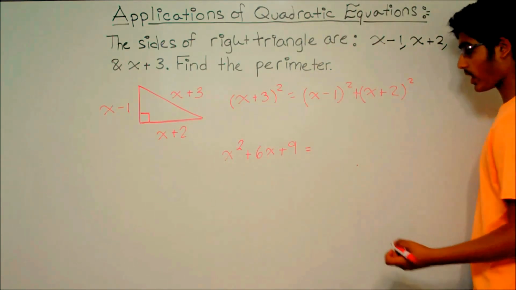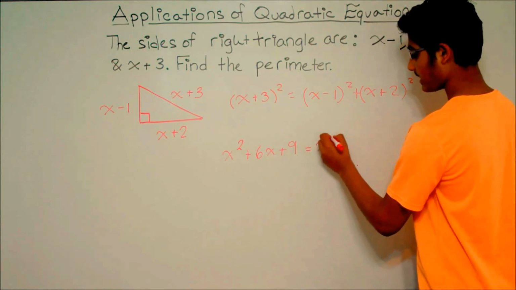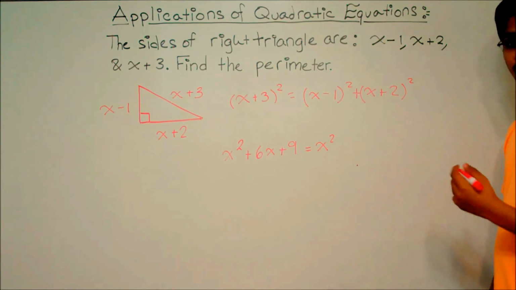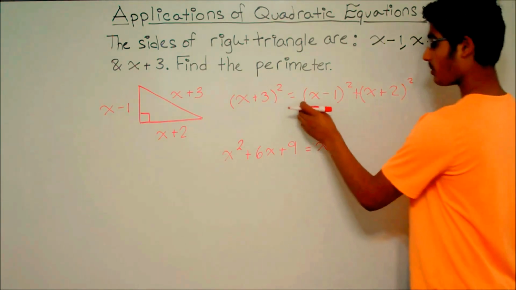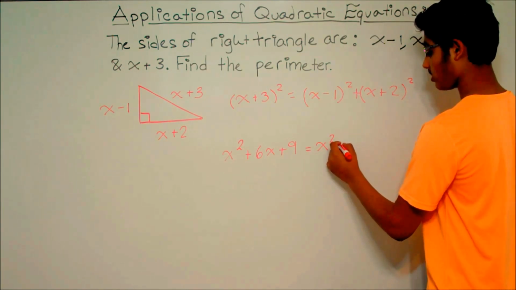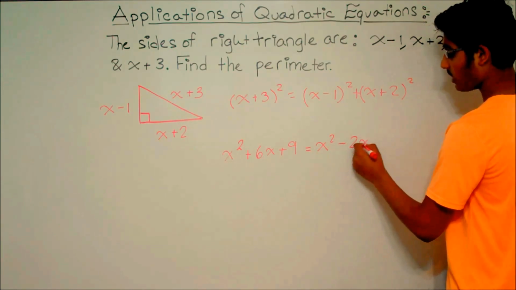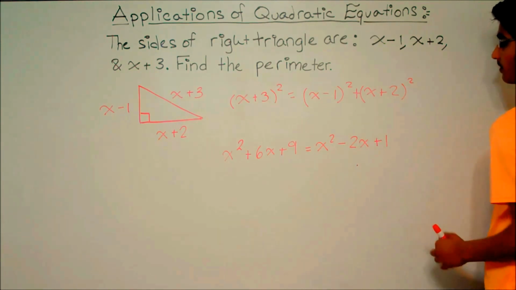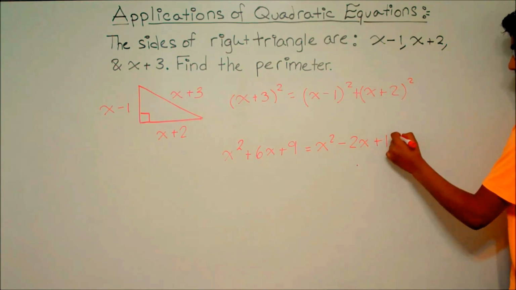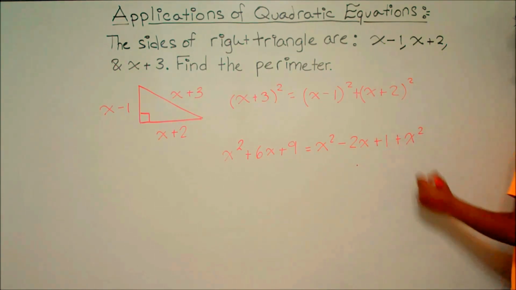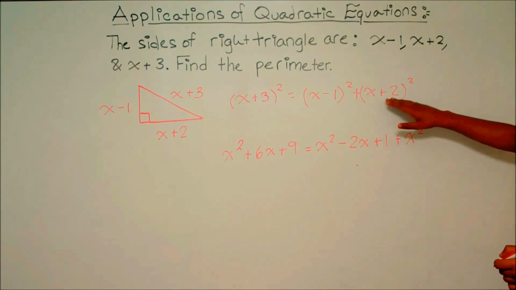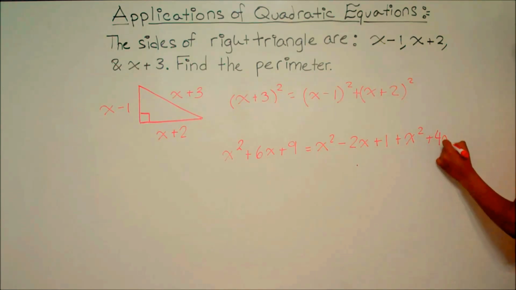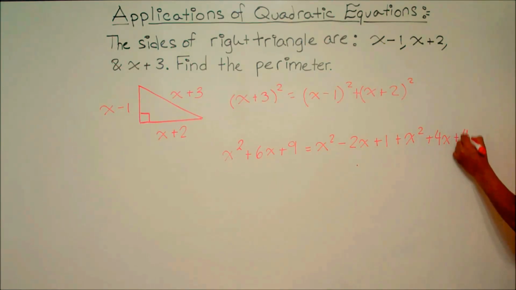x minus 1 squared would be x times x is x squared, minus 1 times x is minus 1x, and then the other minus 1 times x would become minus 1x also, so that becomes minus 2x, and negative 1 times negative 1 is positive 1. Here we have x squared plus x squared plus 2x would become 4x, plus 2 times 2 is 4.